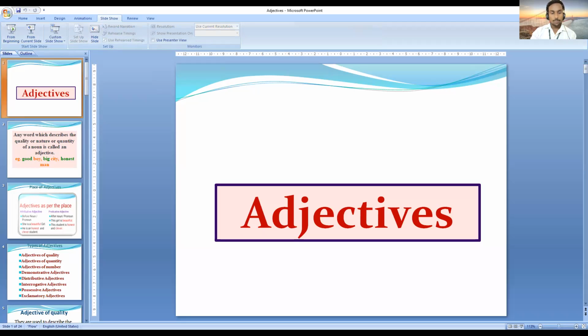I hope that you have studied adjectives a number of times in previous standards. It may be in 10th standard, it may be in 12th standard also. So let's begin today with this adjective. Who will tell me what is adjective? Does someone know what adjective means? Or you don't know anything?